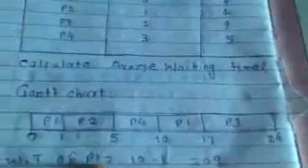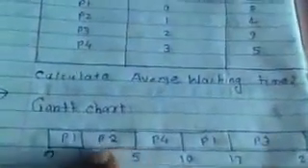Therefore, which is the shortest? P2 has the shortest remaining time. Therefore, P2 will continue. At time 3 another process, P4, comes, but its burst time is 5 and P2's remaining time is only 2. Therefore, P2 continues and completes its execution at time 5.